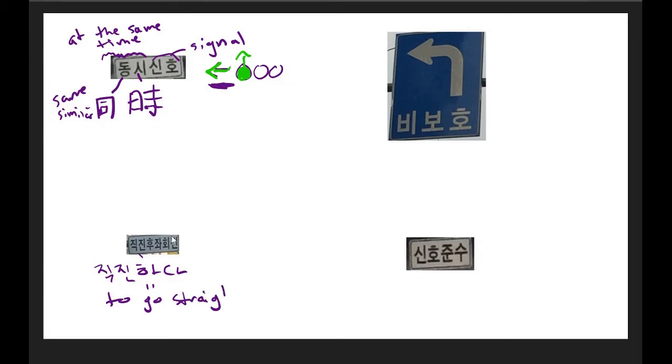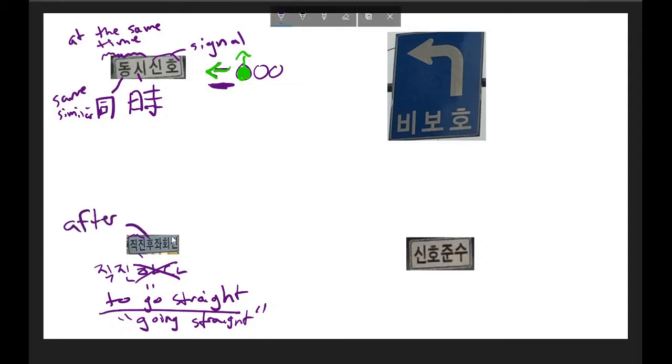To go straight. And the noun form of this, if I take out the hada, whatever the noun form of this would be, I guess would translate to going straight. Going straight. Well, okay, if I know what that means, 직진 means going straight. 후 means after.